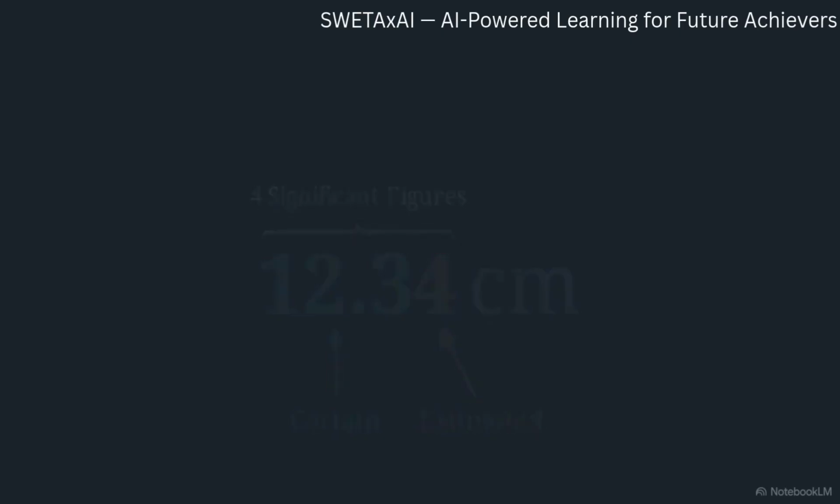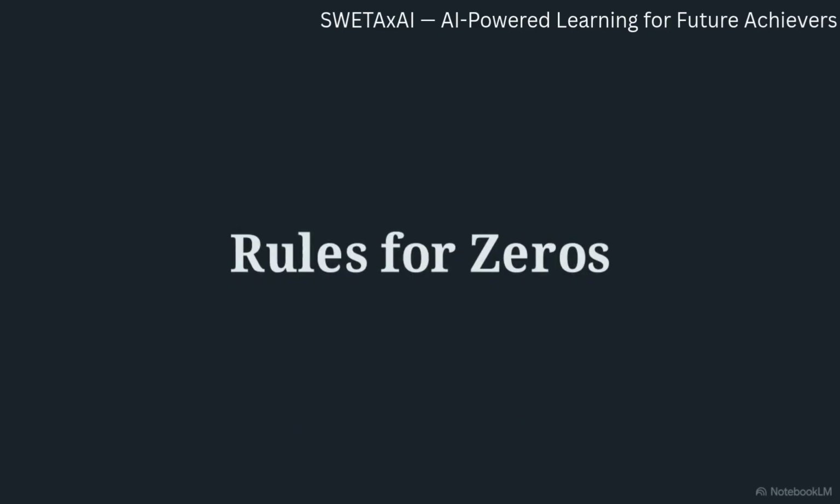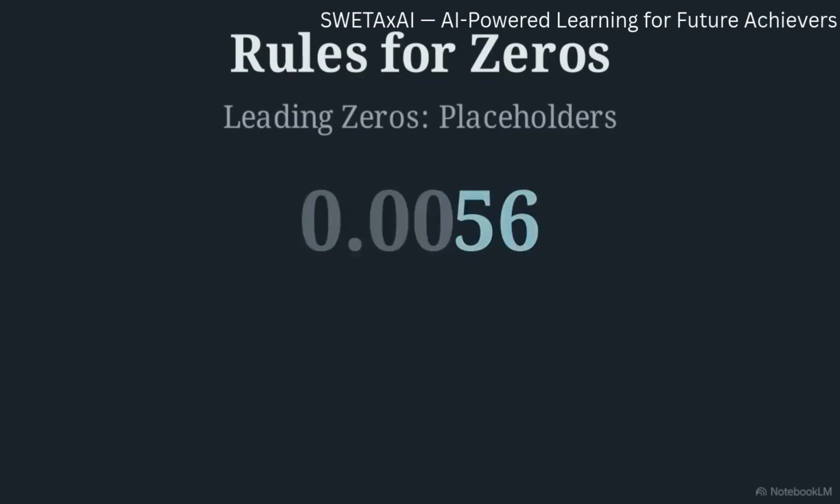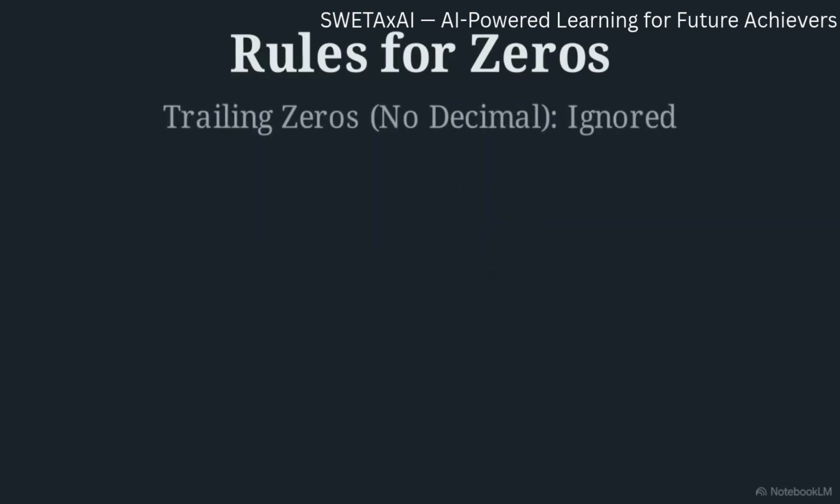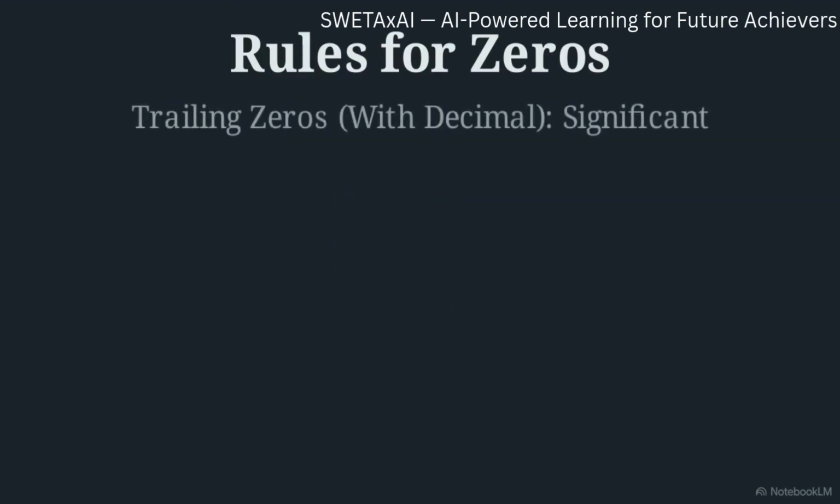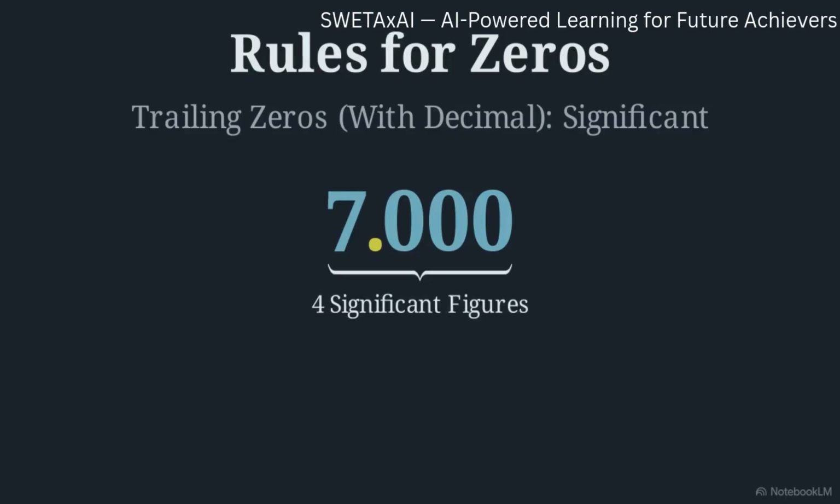Counting them requires exact rules, especially concerning zeros. Leading zeros are mere placeholders. In 0.0056, the leading zeros do not count, leaving only 2 significant figures. Trailing zeros without a decimal point are also generally ignored. Writing 2500 indicates scale, but mathematically it only guarantees 2 significant figures. The critical exception is when a decimal is present. Trailing zeros to the right of a decimal point are significant. Writing 7.000 explicitly indicates deliberate precision verified by the instrument. That gives us 4 significant figures.